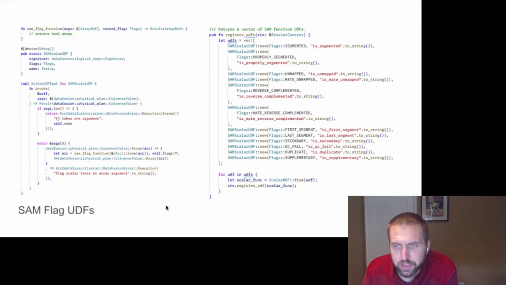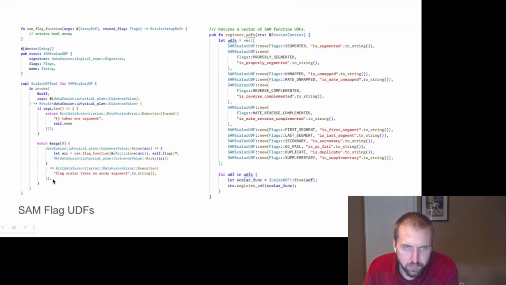The other thing I wanted to mention is we take pretty big advantage of Data Fusion's UDFs. I talked a little bit earlier about the binary flags that show up in the flag field, and the way we do that in Exon is we have these scalar functions you can run on that flag. Say, is segmented, is properly segmented, is unmapped, is mate unmapped, is reverse complemented, and so forth. We have a whole slew of them that align to the different flags as they show up.